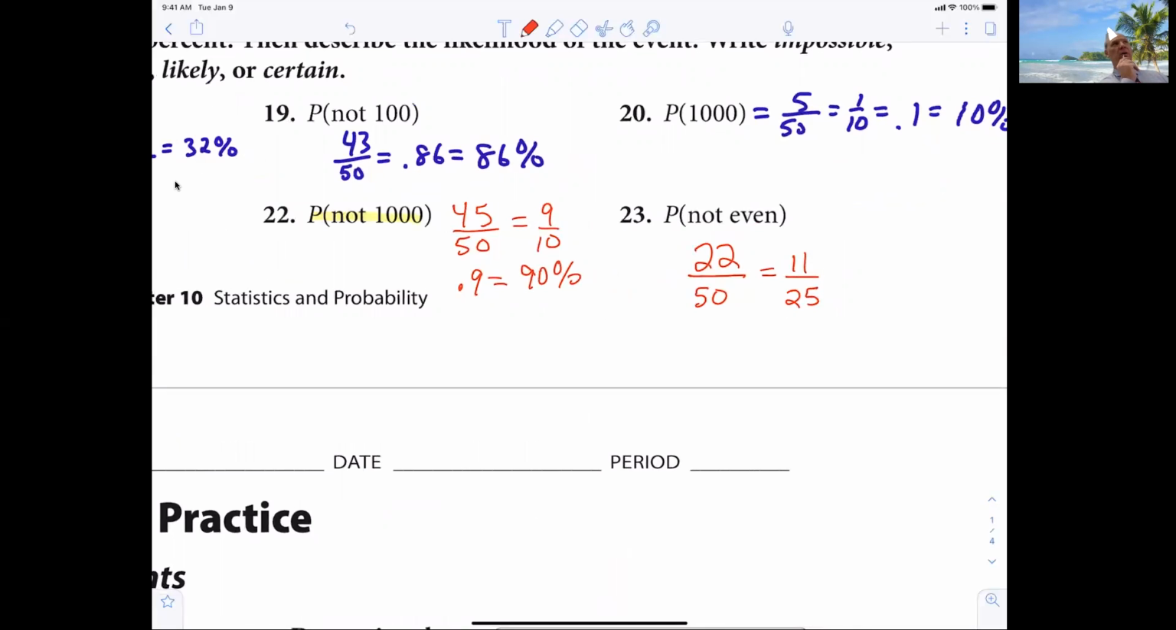Did you need a calculator for that? Well, we don't need a calculator. That's what I'm asking you. How do I know it's 0.44? Come on, guys. I want to know, how is it 0.44? Tell me. Times both of them by 4. Yeah. That makes it what? That makes it 44 over 100.